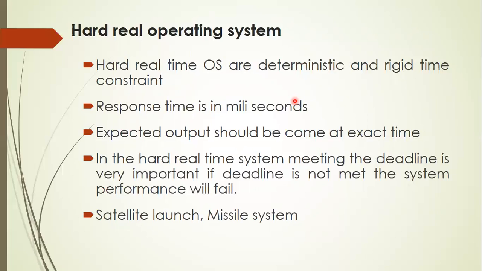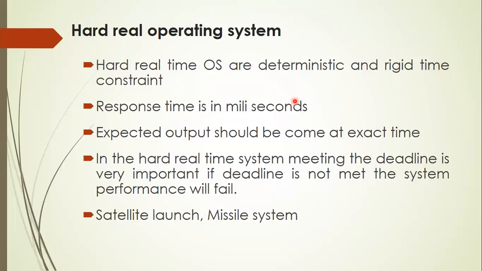When the satellite has to start launching, at what time it has to reach the Earth, and when it has to escape from the Earth's orbit, all these things are already calculated. So we know what the input is, we know what the output is, and at what time the satellite has to reach the destination. All things are already determined.